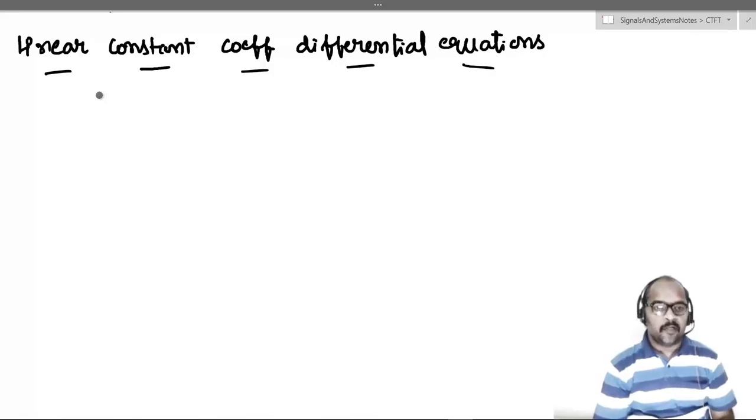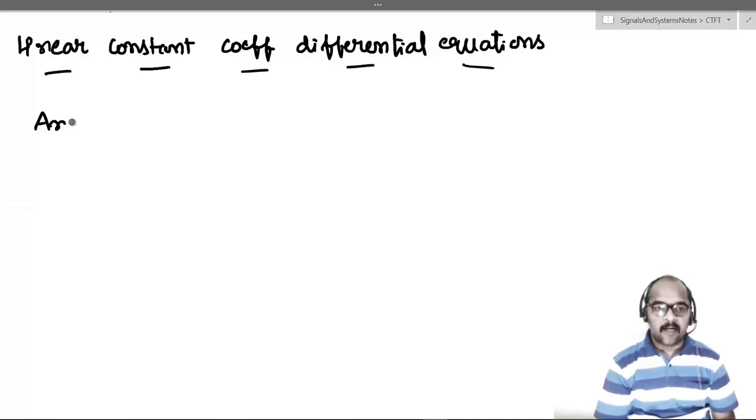Let's move on to the last topic, which is linear constant coefficient differential equations. If you recollect, we have seen this topic in which chapter? We talked about this topic in continuous time Fourier series. So what did we say?